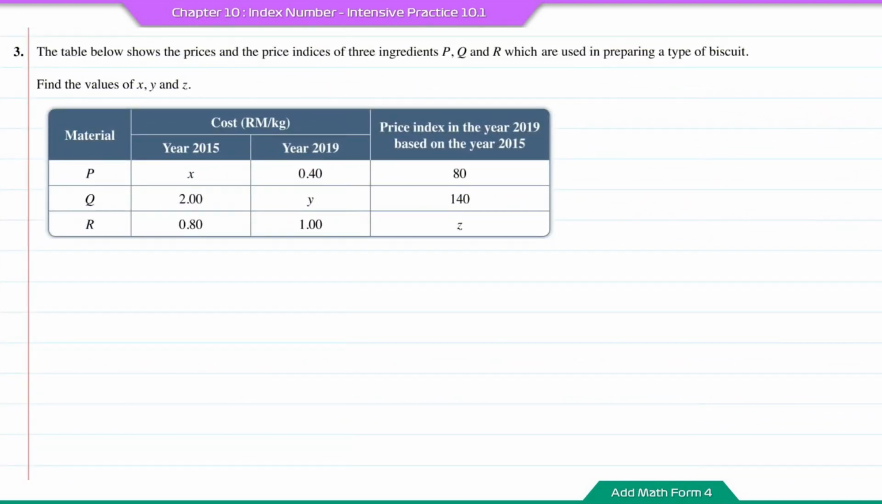Question number 3. The table below shows the prices and the price indices of three ingredients, P, Q, and R, which are used in preparing a type of biscuit. Find the values of X, Y, Z.